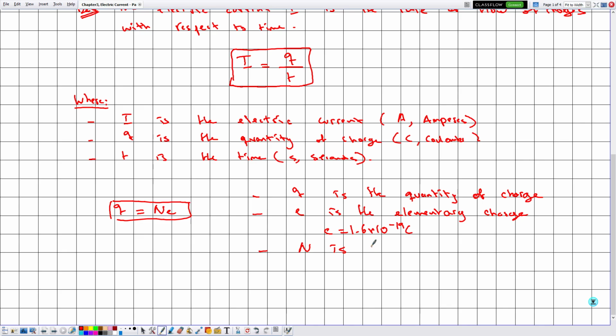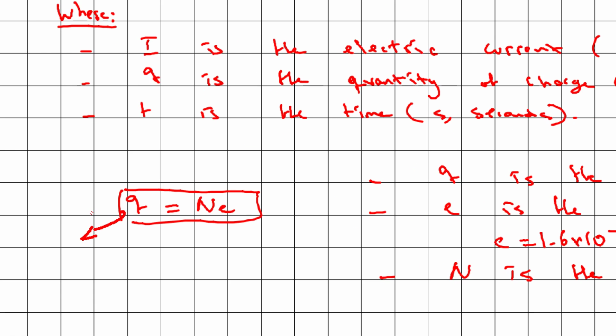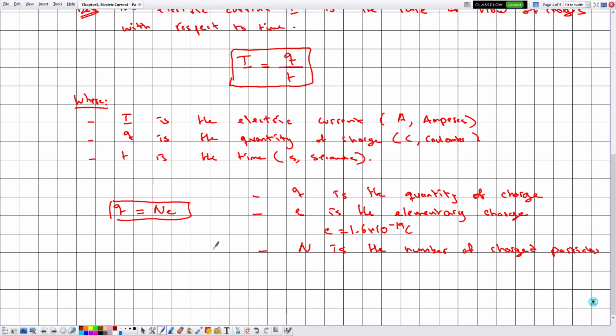N is the number of charged particles. Okay, N is the number of charged particles having the elementary charge E. So we know that Q is expressed in coulombs and E is expressed in coulombs. N is unitless, it has no unit. Okay, probably you have seen also Q in chemistry.